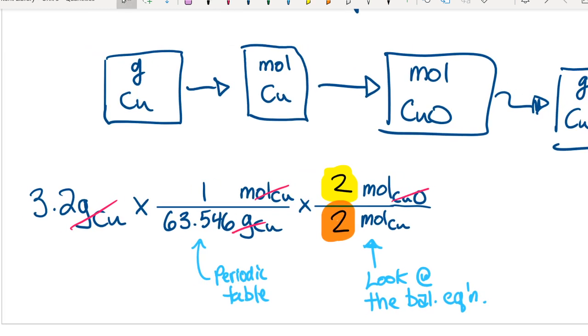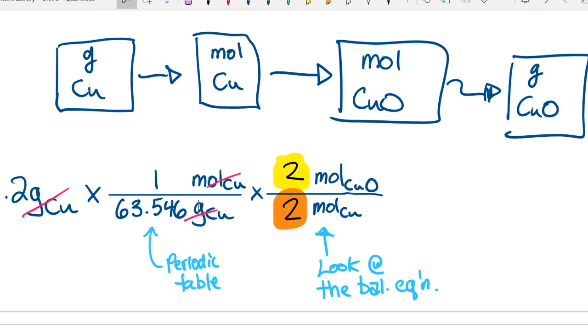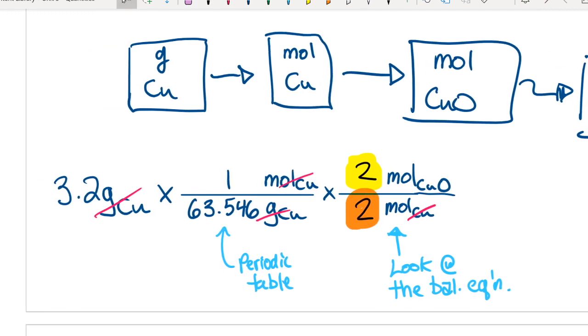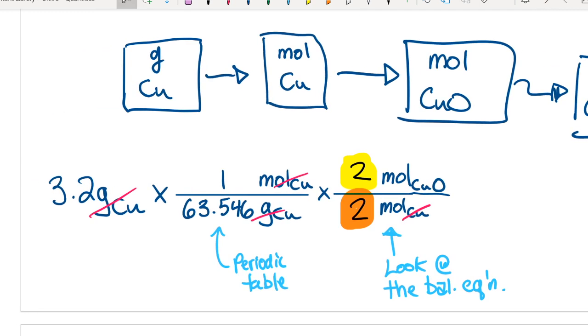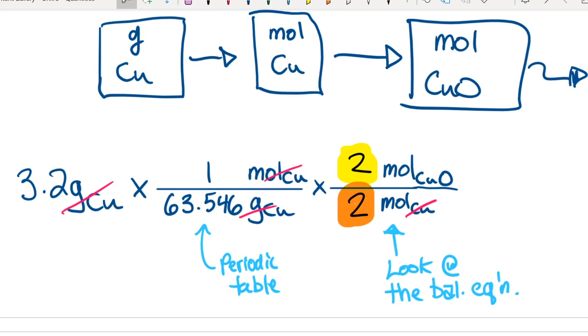When in doubt, talk your way through it. Let's talk here. I start off with 3.2 grams of copper. I eventually want to know how much of this other stuff I get. But the balanced chemical equation doesn't deal in weights. It deals in how many of things I have. So I have to count this. We count in moles. So I don't want to know how many grams of copper. I want to know how many moles.